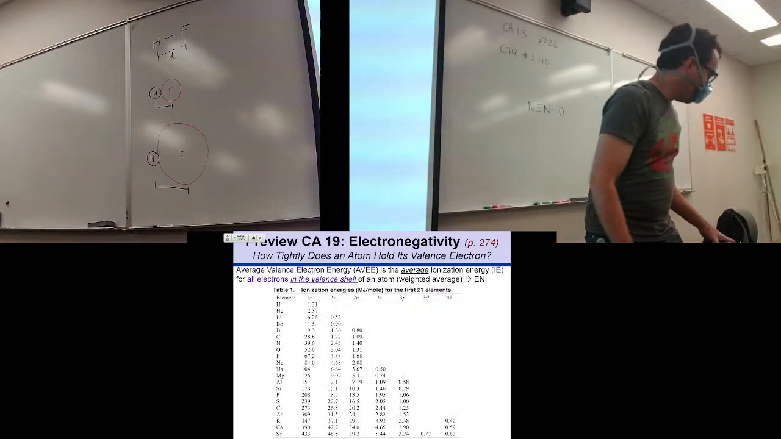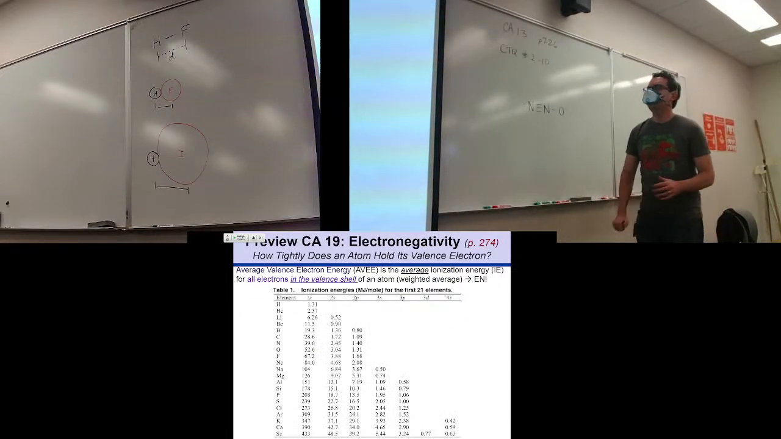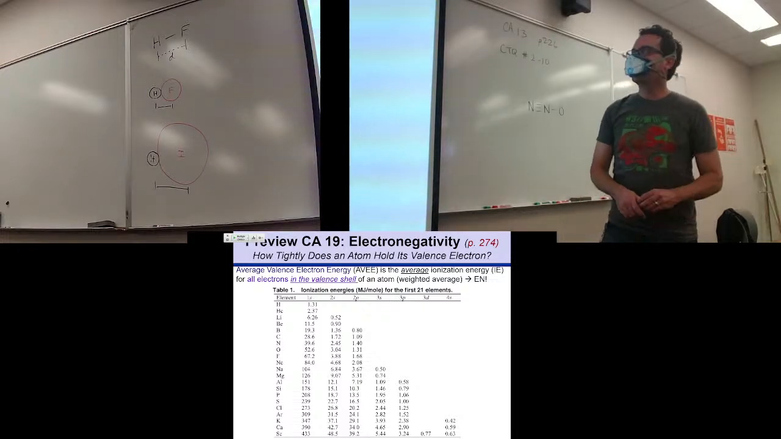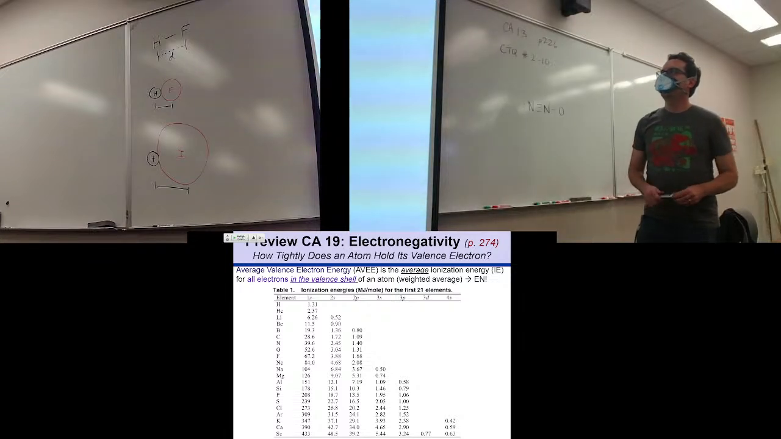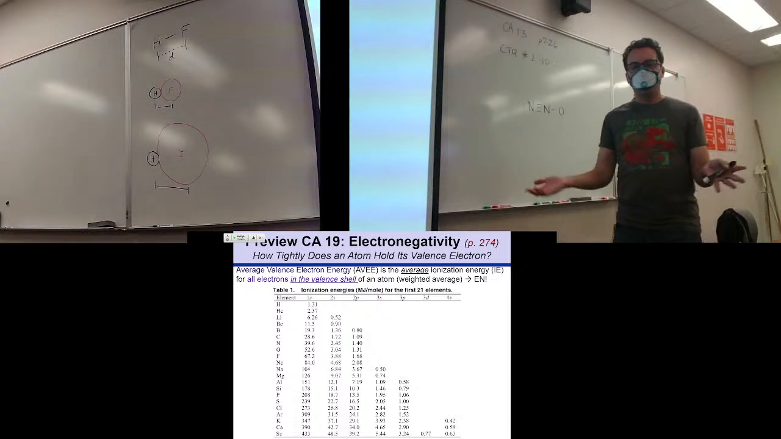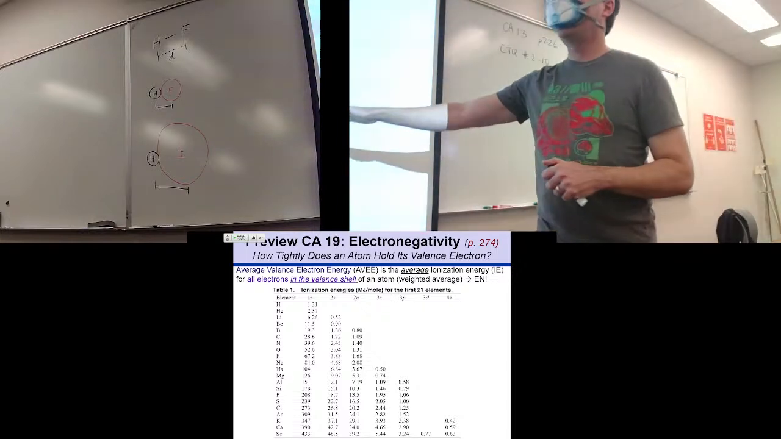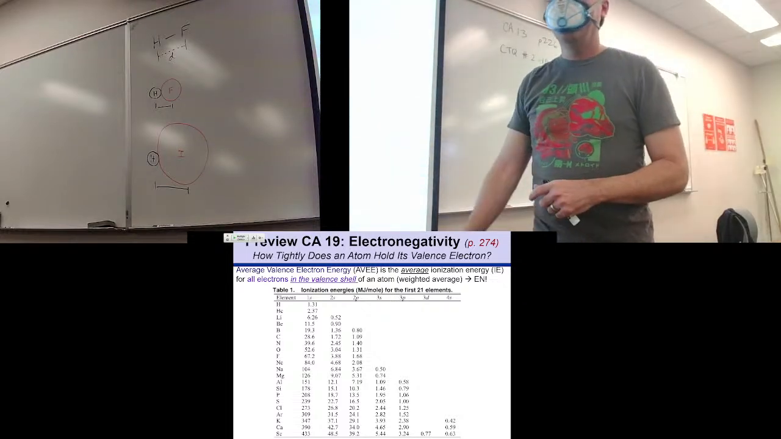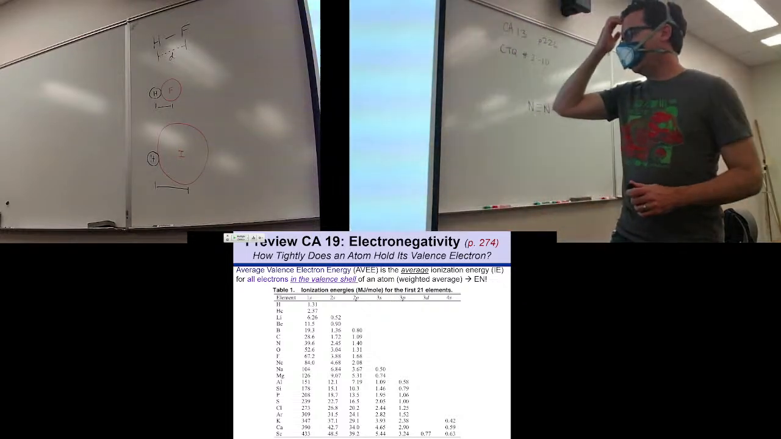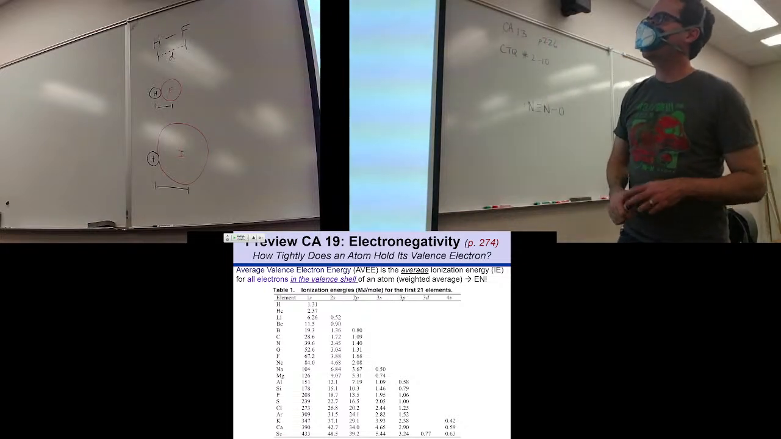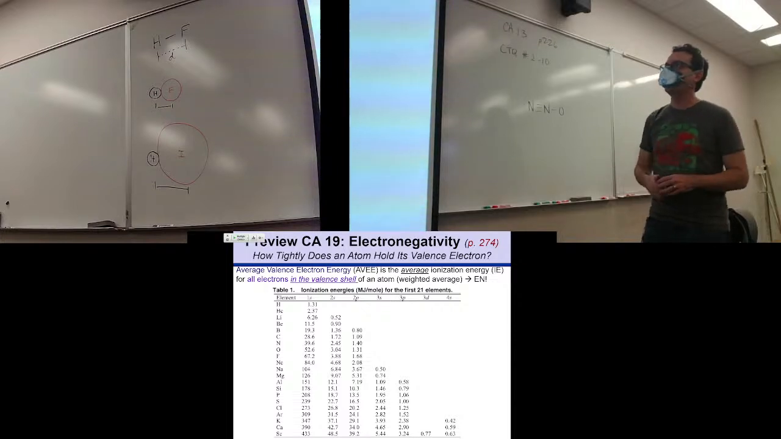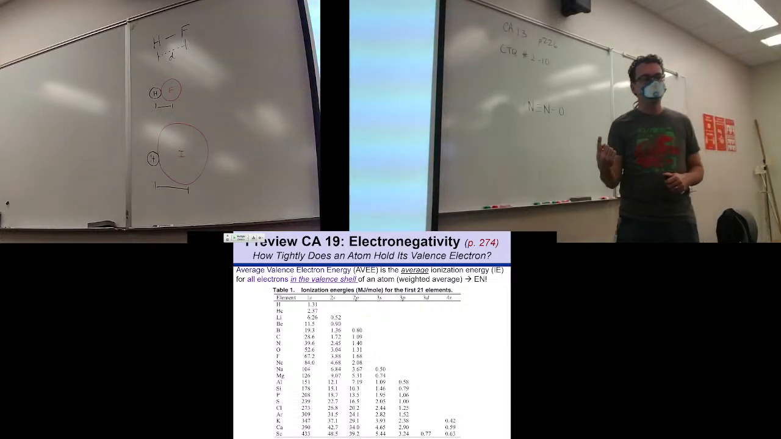Okay, so here's the new stuff. We're going to talk about electronegativity, but before we can talk about electronegativity, we're going to talk about something called average valence electron energy. But before we can talk about that, let's go back to photoelectron spectra data. This is data you've seen before. We're going to eventually use it to calculate the average valence electron energy. This is an average ionization energy for any of the valence electrons.